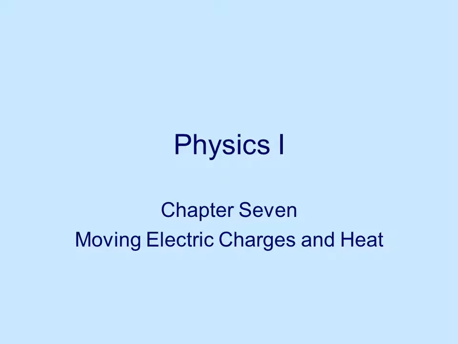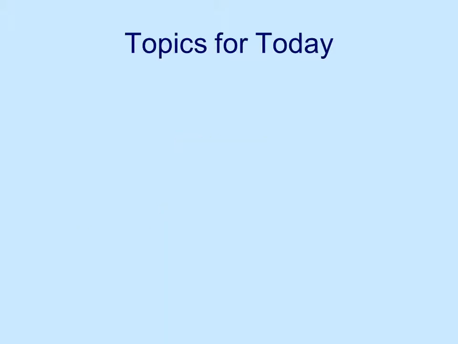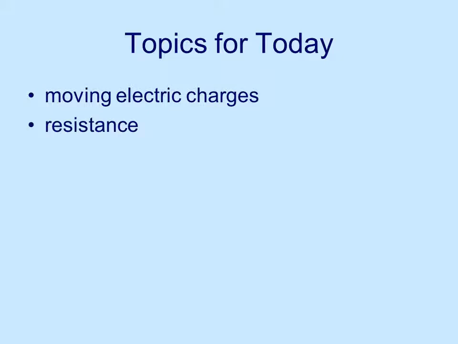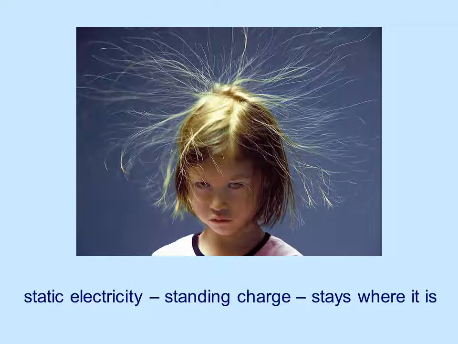Hello, today we're going to take on Chapter 7 and talk about moving electric charges and heat. Last chapter we talked about the idea of static electricity. This time we'll talk a little bit about the idea of electric current. We want to discuss moving electric charges, the idea of resistance, and the idea of heat. All of these are associated with one another.